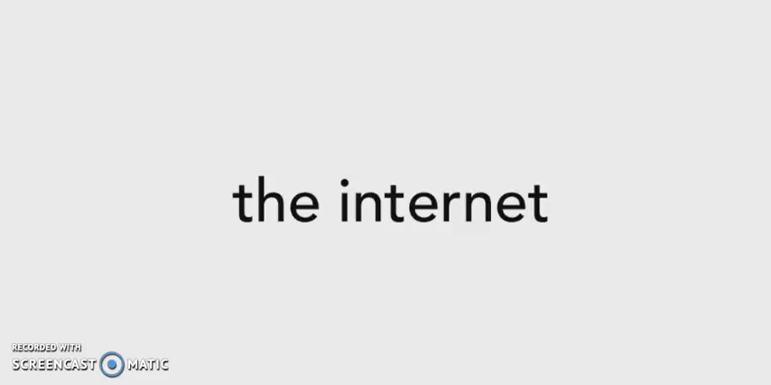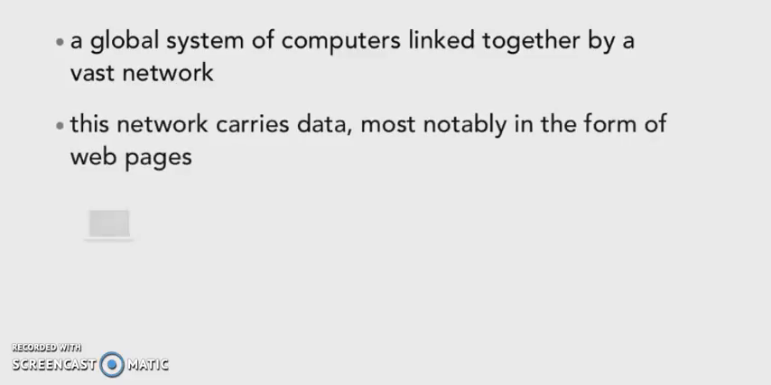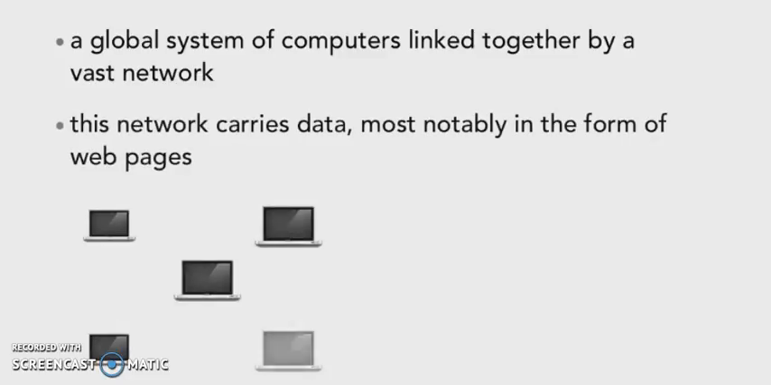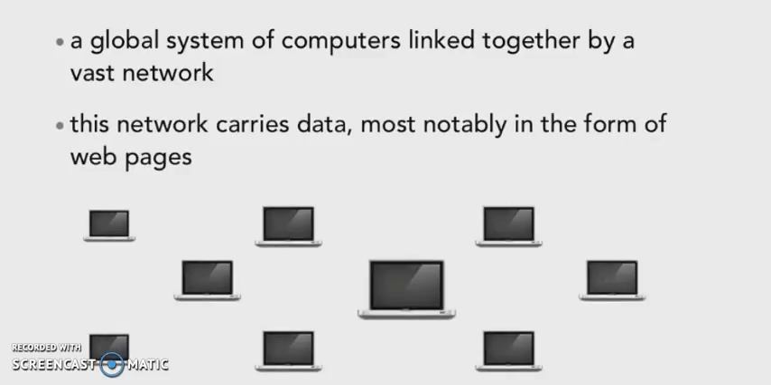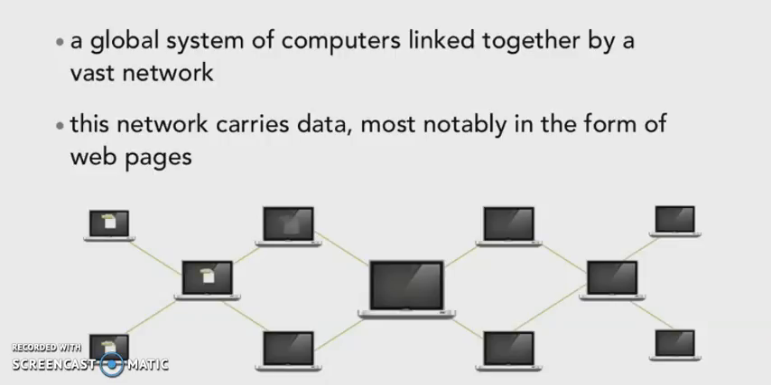So, I'd like to start off by giving you a good foundation of what the internet is, what web pages are, what websites, mobile sites, how it all works together as well. So, starting with the internet, it really is a global system of computers linked together by a vast network. Oftentimes, these computers are called servers because not only are they linked together, but they serve up and carry data, most notably in the form of web pages, websites, emails, things like that.